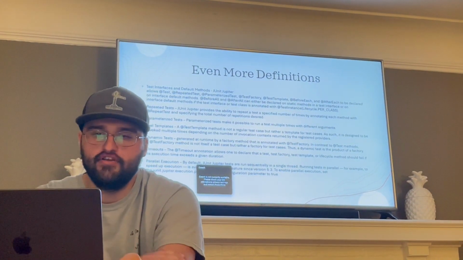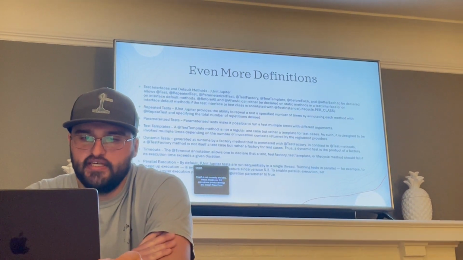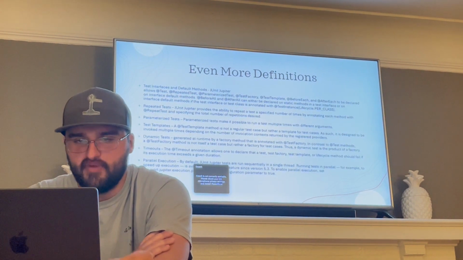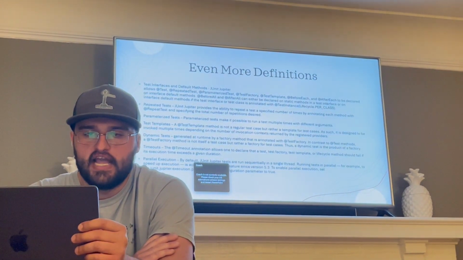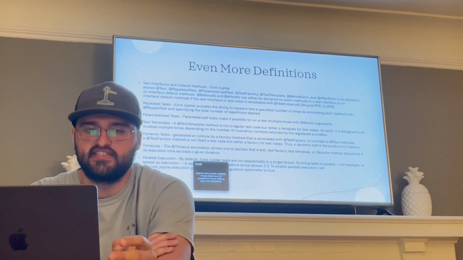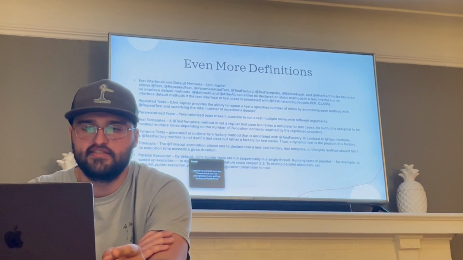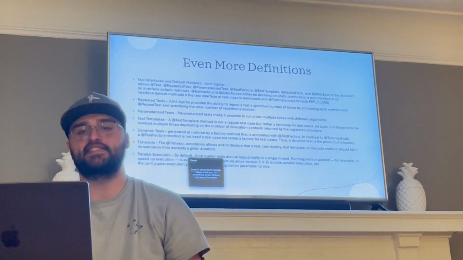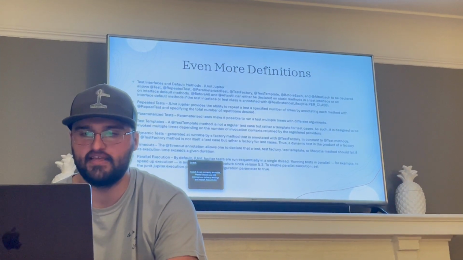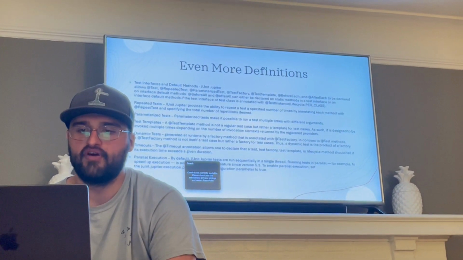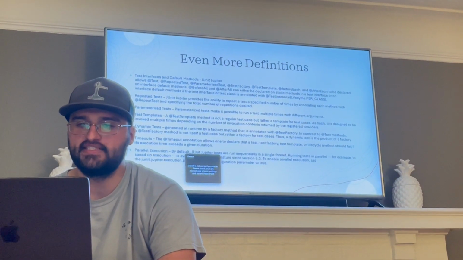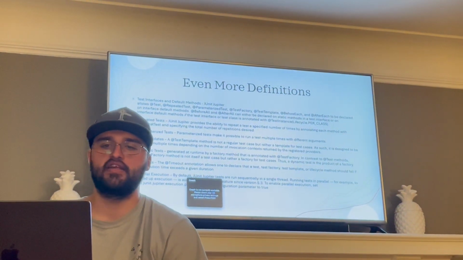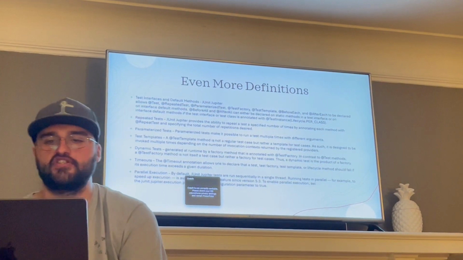Repeated tests. JUnit Jupiter provides the ability to repeat a test a specified number of times by annotating a method with @RepeatedTest and specifying the total number of repetitions desired. Parameterized tests make it possible to run a test multiple times with different arguments. Test templates. A test template method is not a regular test case, but rather a template for test cases. As such, it is designed to be invoked multiple times, depending on the number of invocation contexts returned by the registered providers.